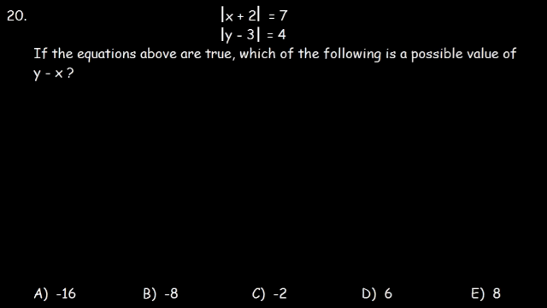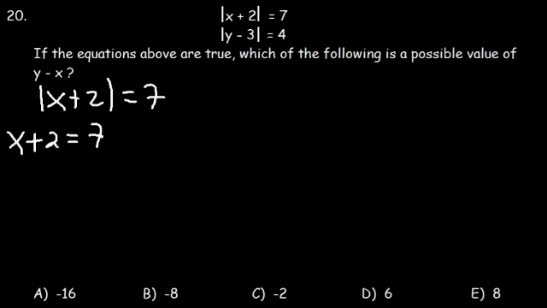Number 20. If the equations above are true, which of the following is a possible value of y minus x? So, let's solve for x. If the absolute value of x plus 2 is equal to 7, what is the value of x? Whenever you have an absolute value equation, you can write two equations from it. The first equation is x plus 2 is equal to positive 7, and the second equation is x plus 2 is equal to negative 7. The reason why we can do that is because the absolute value of positive 7 is positive 7, and the absolute value of negative 7 is also positive 7. And so that's why we can separate into two equations.